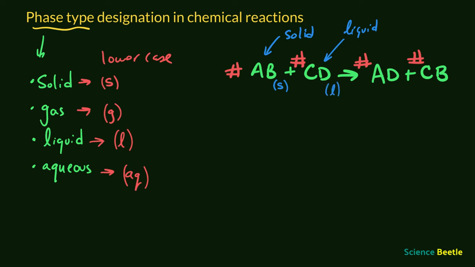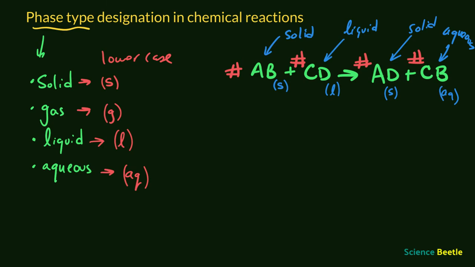Okay, and then over here at the very end, let's pretend that of the two compounds that are generated, one of them is going to be another solid, and let's make the other one aqueous. And then we would designate the solid AD product with a lowercase s, but then the aqueous CB product would be the aq designation.